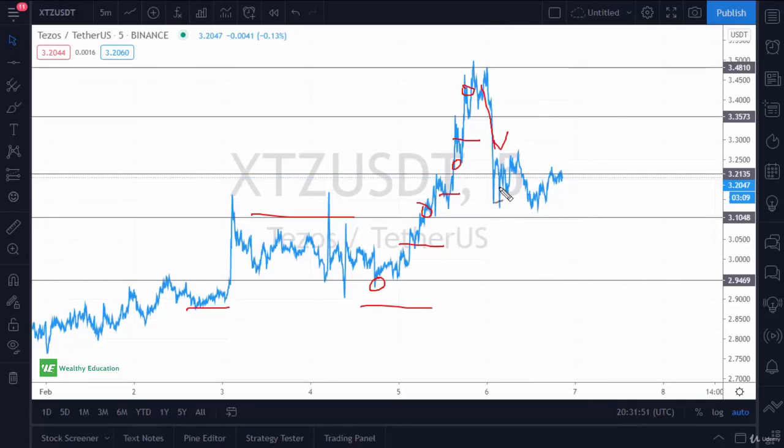Again, there are unlimited ways you can use support and resistance, but you need to know where the market's going to go, or in this case, where it's probably not going to go. It's probably not going to break down in this region here. And it didn't. It went higher.